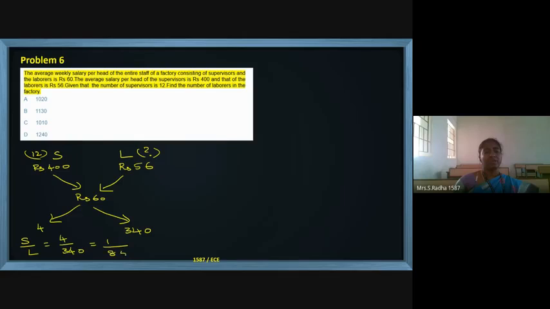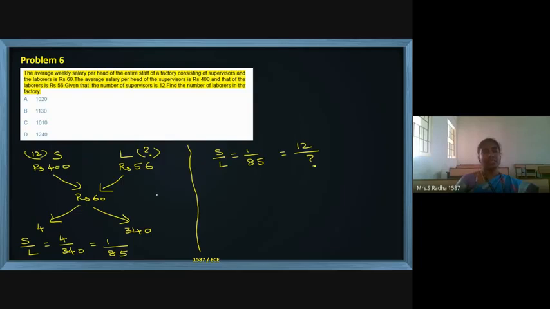1 divided by 85, which means one supervisor will supervise 85 laborers. For every 85 laborers, one supervisor should be there. So supervisors by laborers is 1 by 85. Already it is given that 12 supervisors are there. How many laborers should be present?